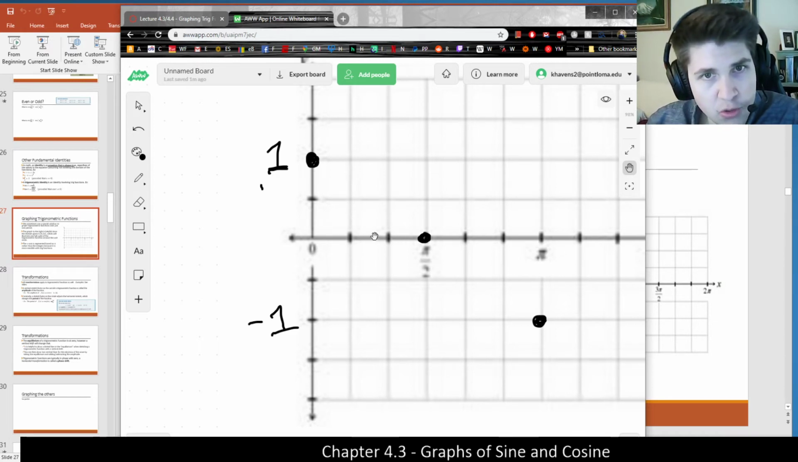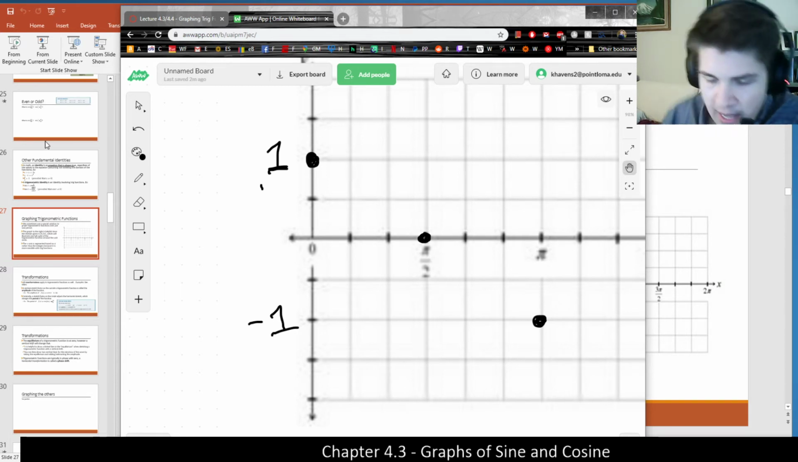This one would be 2 pi over 6, which would be pi over 3. This would be 3 pi over 6, 4 pi over 6, 5 pi over 6, and of course 6 pi over 6. So basically it's counting in sixths, which is something you could remember. Now technically you could change that, but that's kind of how you can figure it out.